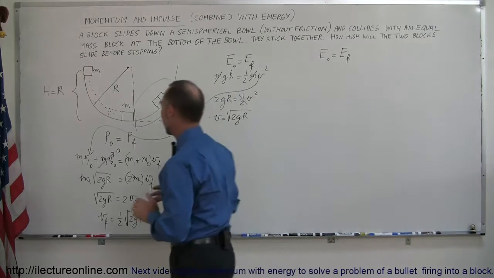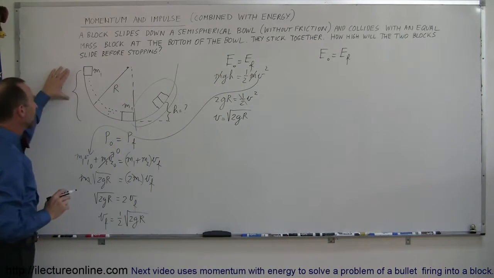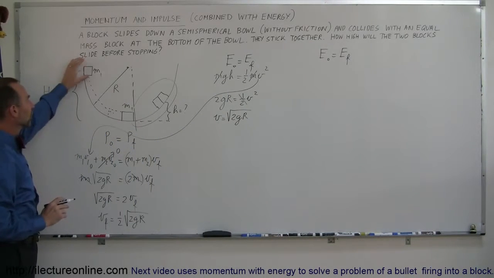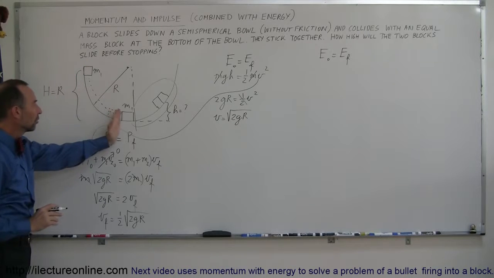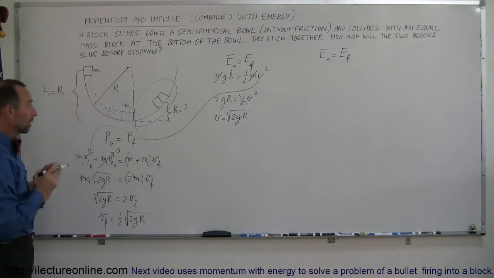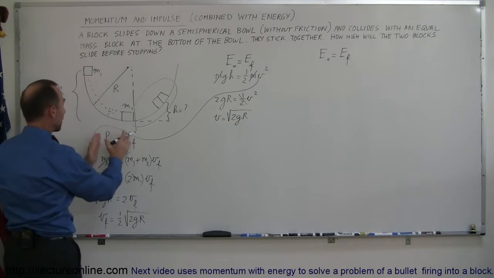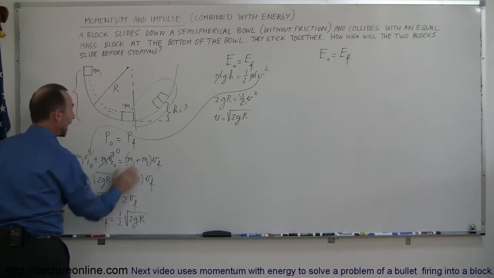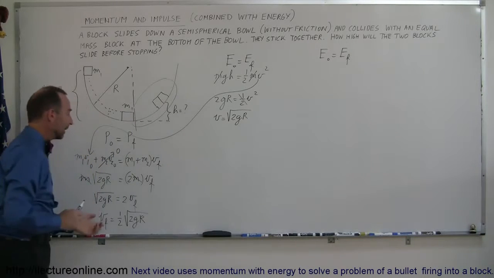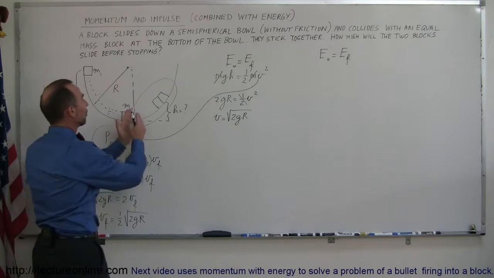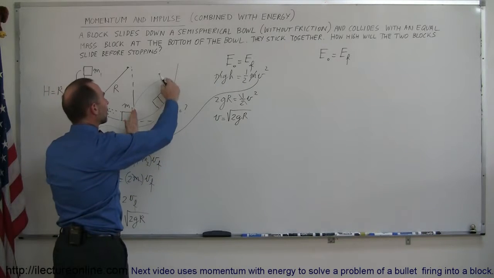So what I'm doing here is, I first use the conservation of energy equation to figure out what the velocity is of the block when it reaches the bottom and when the two blocks collide. Then I use the conservation of momentum to figure out what the velocity will be after the collision, and then I use the conservation of energy to see what happens after the collision over here.